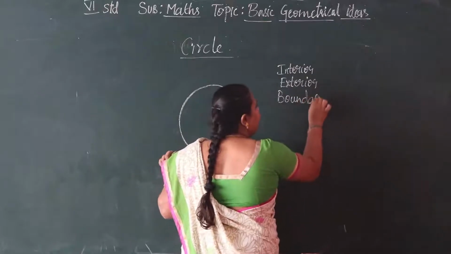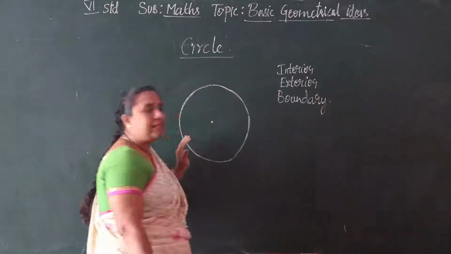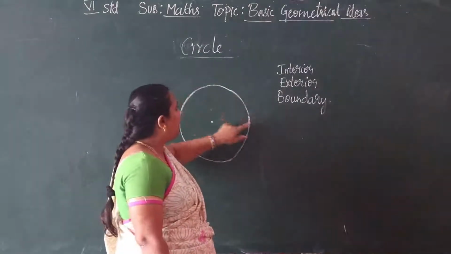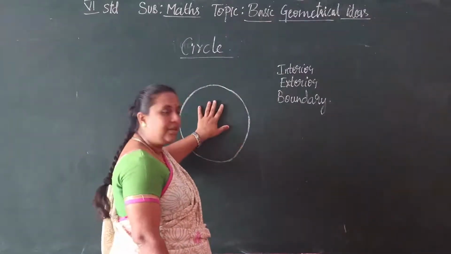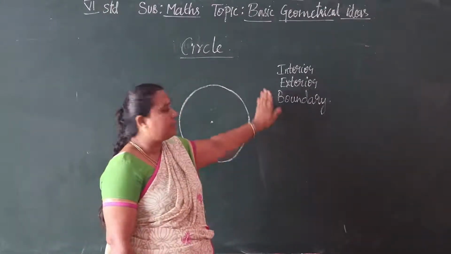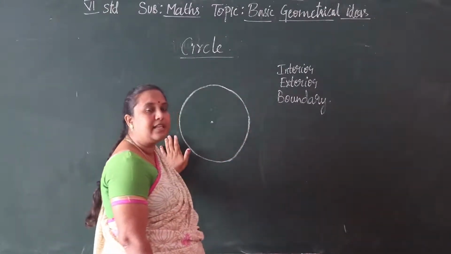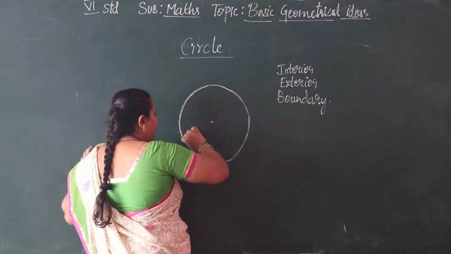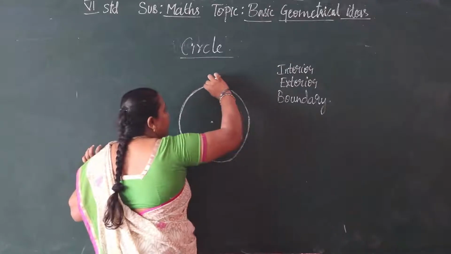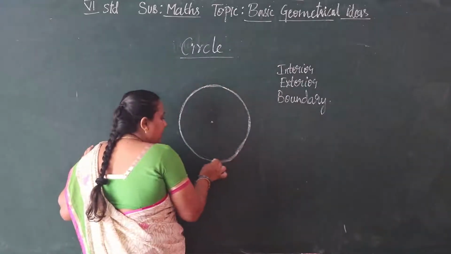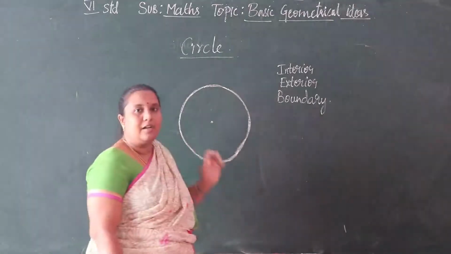You know, children, we are seeing that only in this chapter, no? So what is interior? Inside the boundary of a circle we have the interior of the circle, and outside the boundary of the circle is the exterior of the circle. We are drawing a circle now. So this is the boundary of a circle. Okay, children.